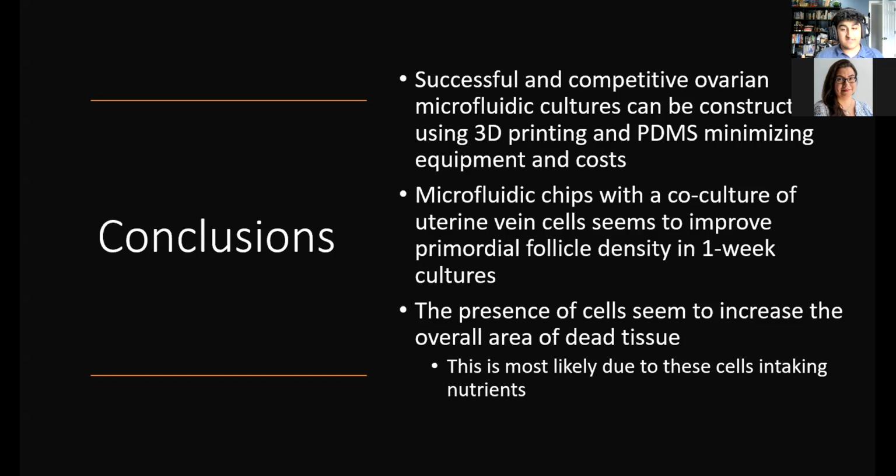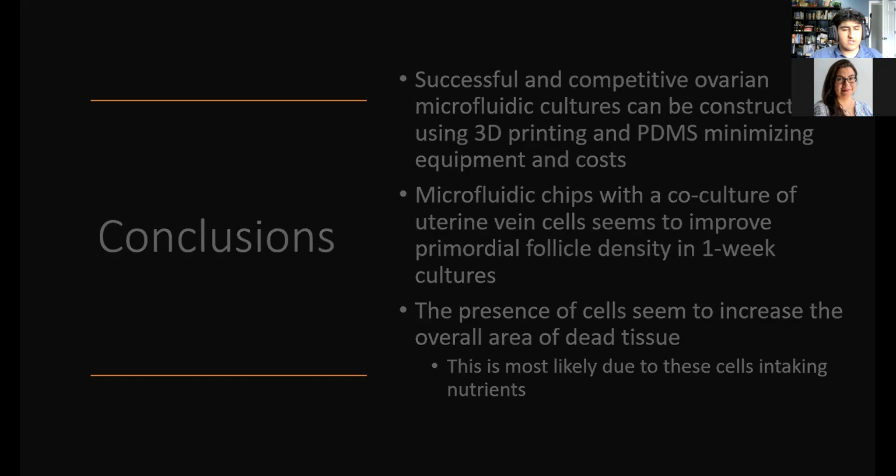But we also noticed that the presence of these cells introduces these dead zones, these areas of dead tissue. And we think that's most likely due to these cells taking in nutrients. So what are the next steps? What can we do in the future?